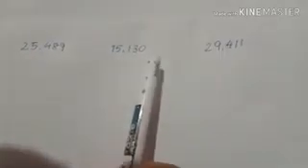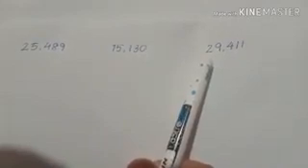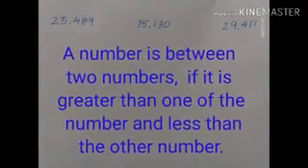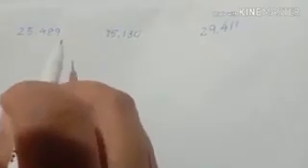The three numbers mentioned here are the first one 25,489, 15,130 and 29,411. Now, in order to compare these three numbers, firstly, we need to find which number is between the other two. So, a number is between two numbers if it is greater than one of the numbers and less than the other number.